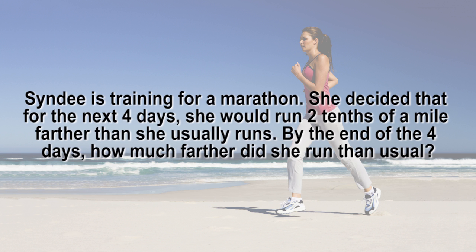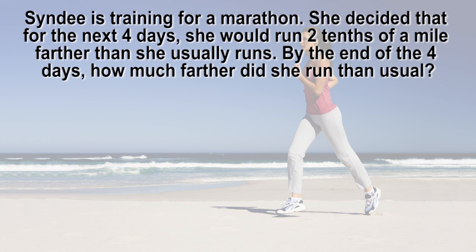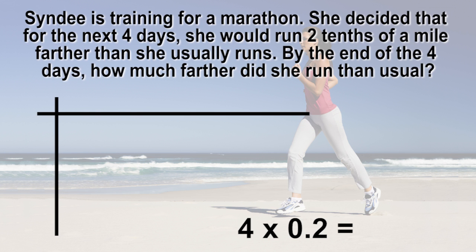Sydney is training for a marathon. She decided that for the next 4 days, she would run 2/10 of a mile farther than she usually runs. By the end of the 4 days, how much farther did she run than usual? Start by writing the multiplication problem. Sydney ran 4 days at an extra 2/10 each day. This would be written as 4 multiplied by 2/10, or 4 groups of 2/10. 4 is the number of groups or number of rows, and it will be written on the side of the array mat. 2/10 is the number in each group and will be written at the top of the array mat.